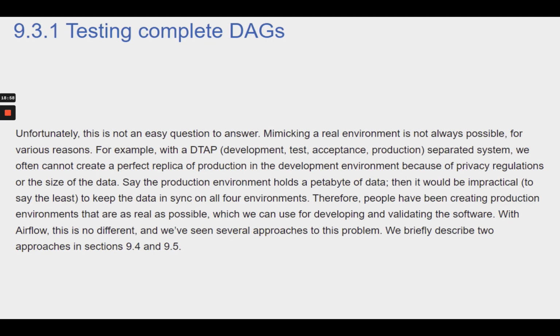Mimicking a real environment is not always possible, for various reasons. For example, with a DTAP, development, test, acceptance, production, separated system, we often cannot create a perfect replica of production in the development environment because of privacy regulations or the size of the data. Say the production environment holds a petabyte of data. Then it would be impractical, to say the least, to keep the data in sync on all 4 environments.